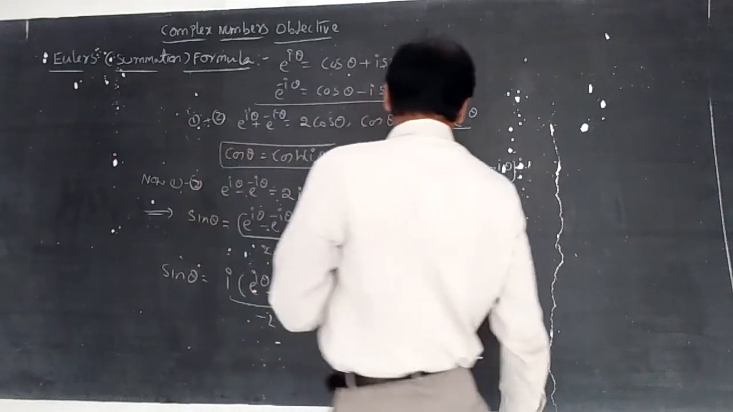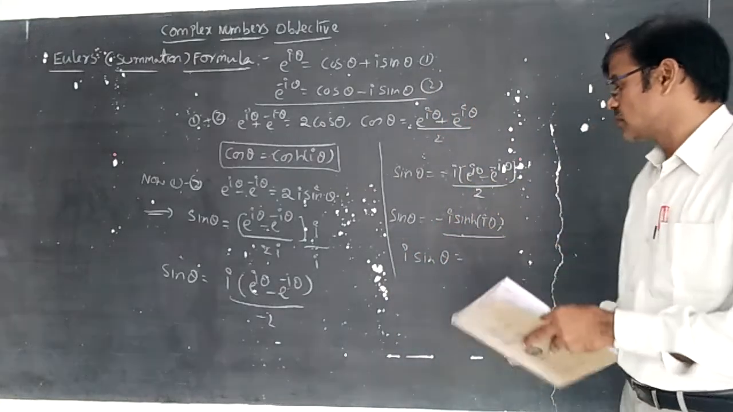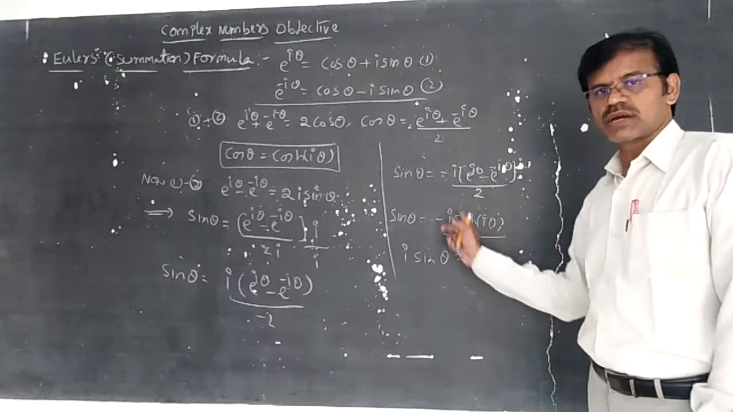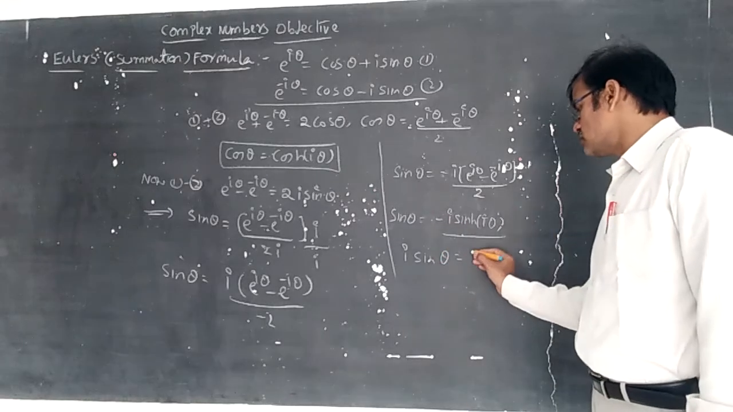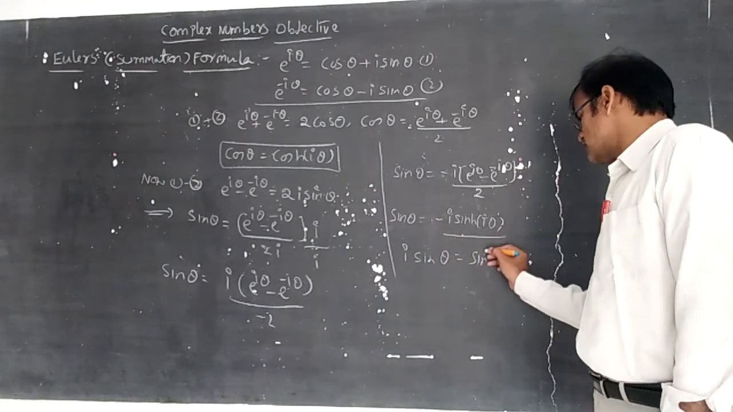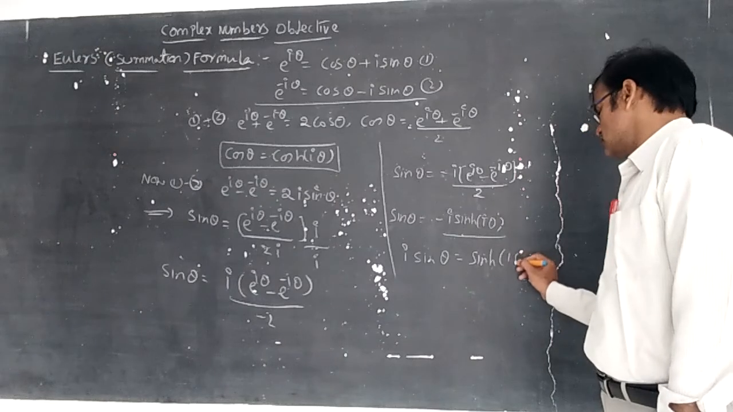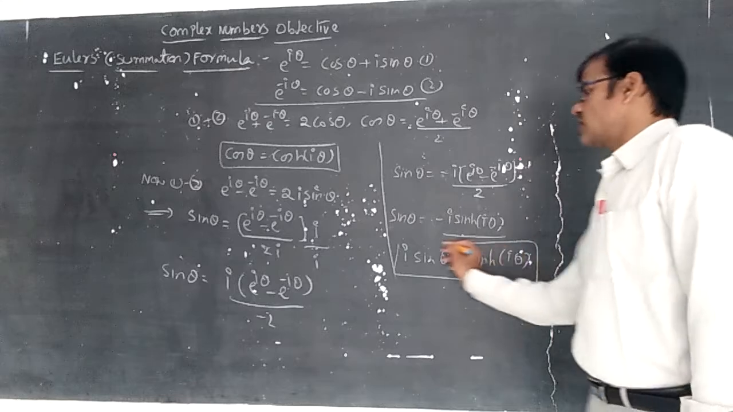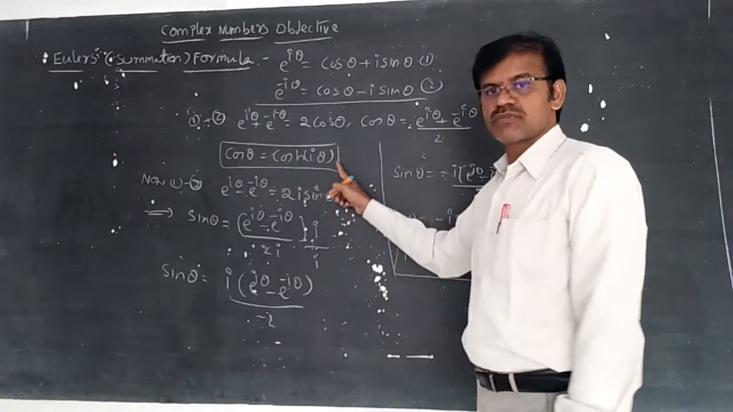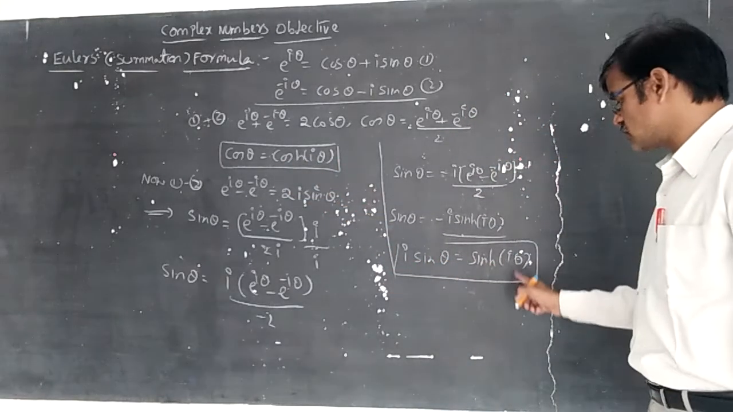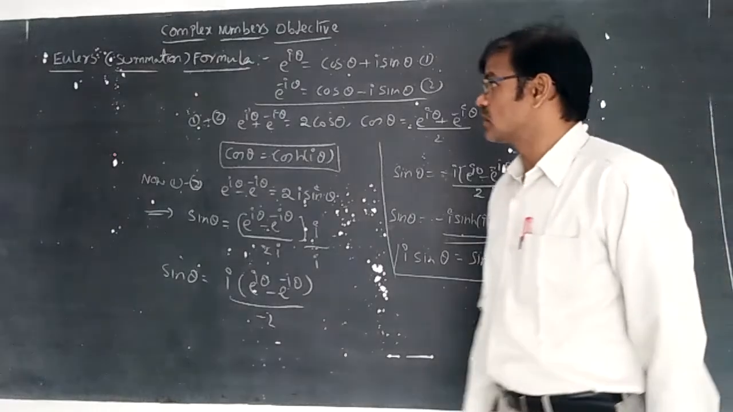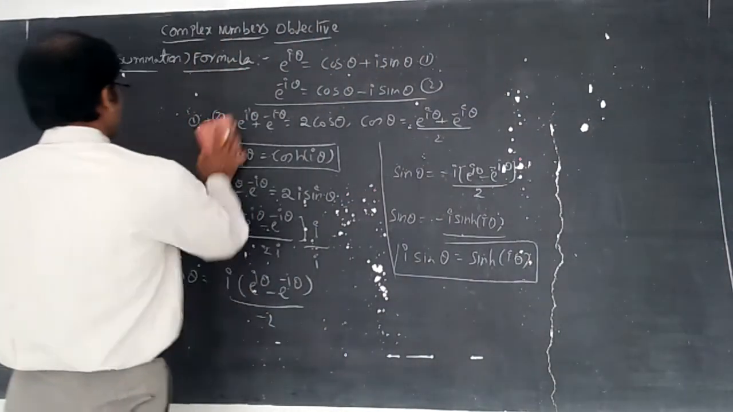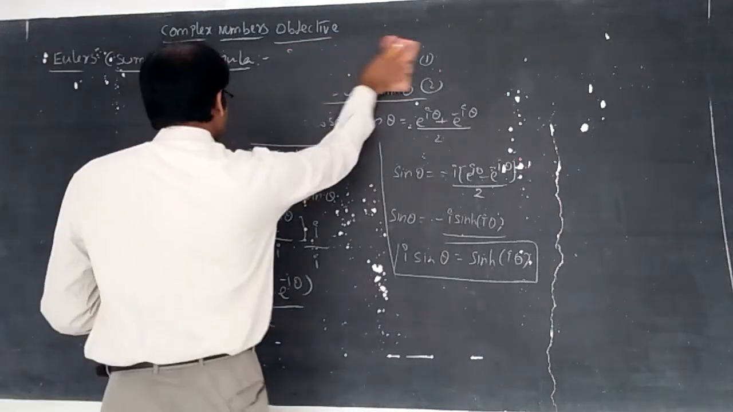If you multiply by i on both sides, i into i becomes minus 1, and minus i square becomes plus 1. So i sin theta is equal to sin h of i theta. It is a formula. Put a box. So cos theta is equal to cos h of i theta and i sin theta is equal to sin h of i theta. So the relation between Euler's formula and hyperbolic functions we have learned.